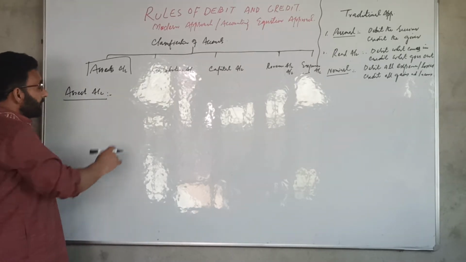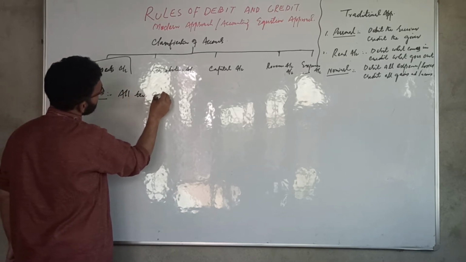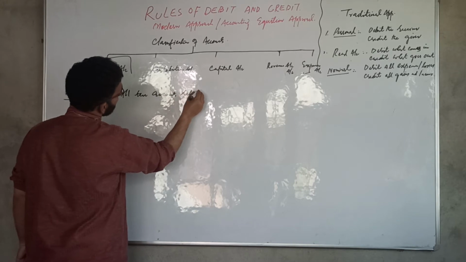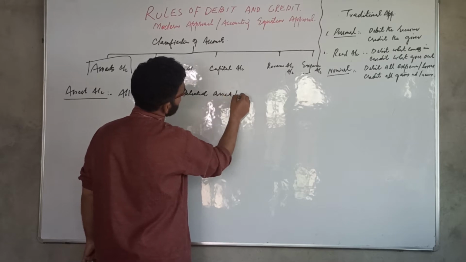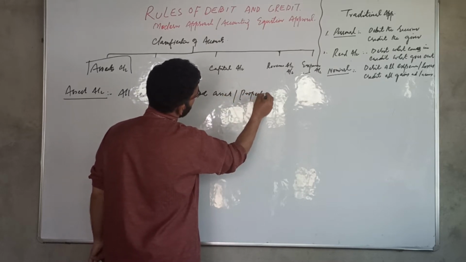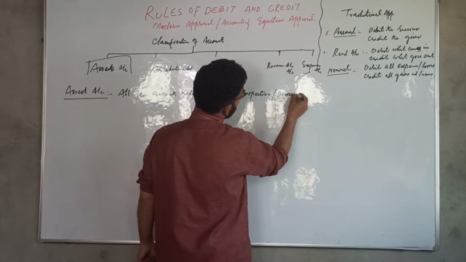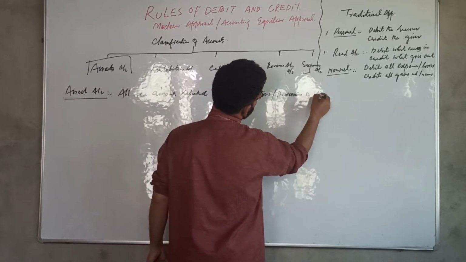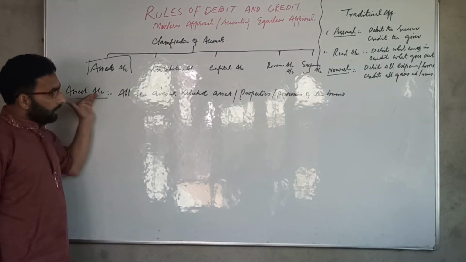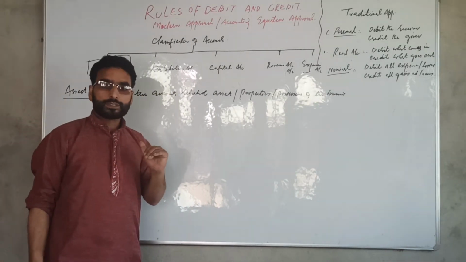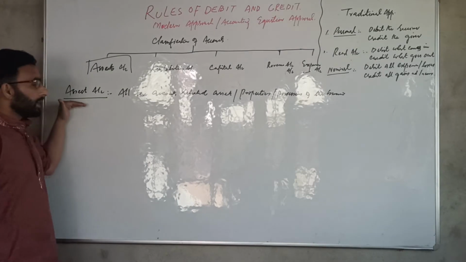It includes all the accounts related to assets, properties, and possessions of the business. So in this group, assets account, all the assets, all the properties, all the possessions of the business, all the accounts related to properties, possessions, and assets are grouped in this head, that is assets account.